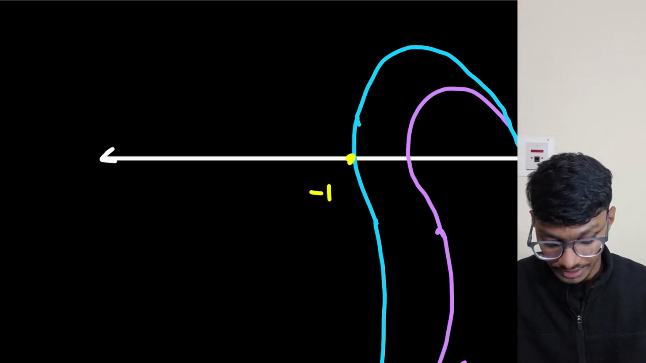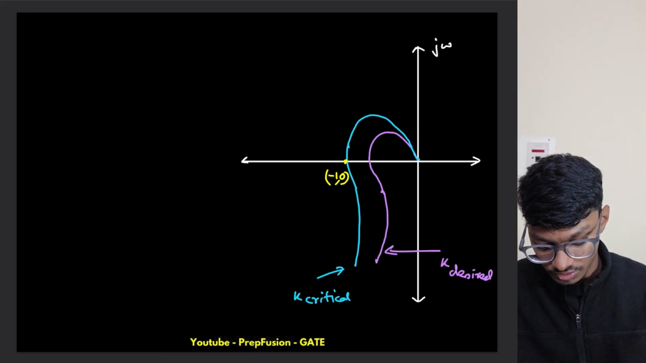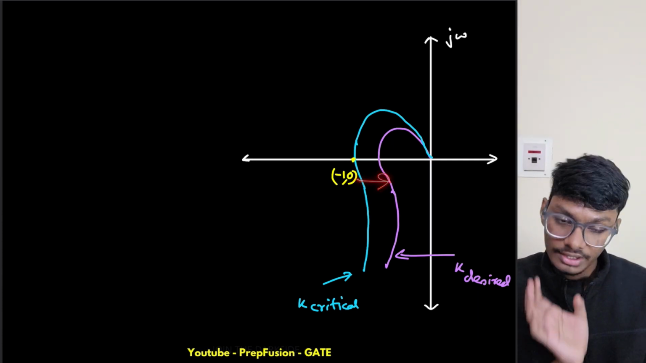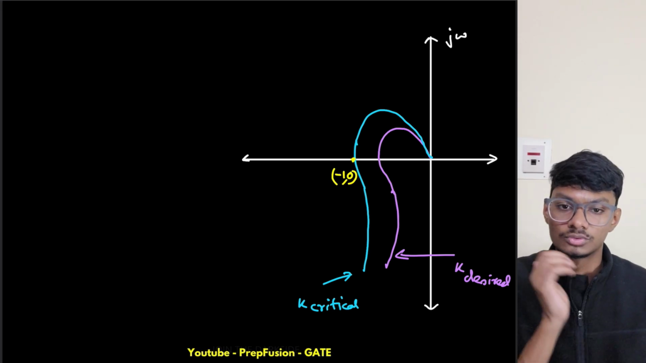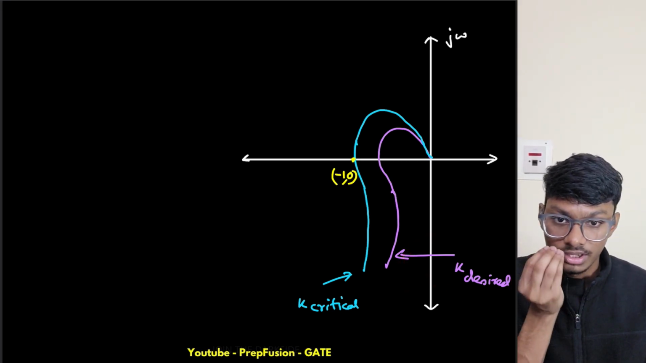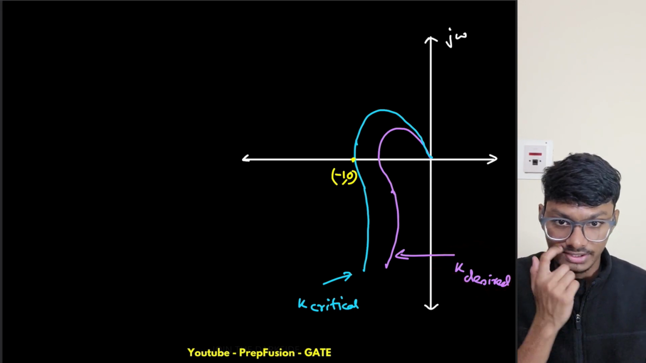The critical point is what? Minus 1, 0, right? Minus 1, 0 is the critical point. So it should just cross that. Until before that, it is fine. It is not crossing that point, so the system is stable. That's why this is known as k desired. I want my system to be stable, hence I make it k desired, right?